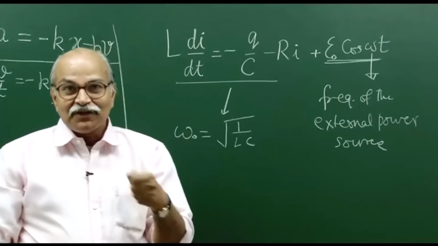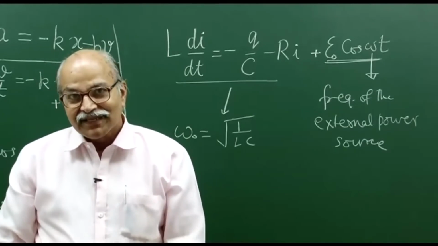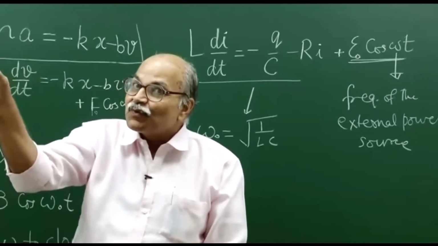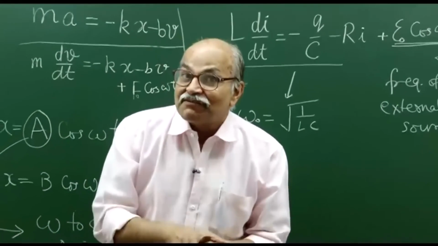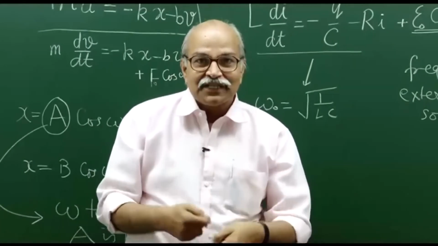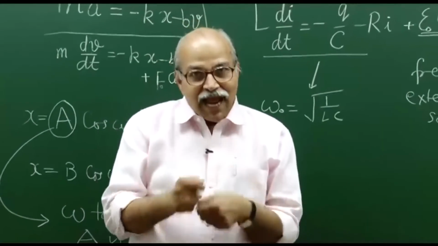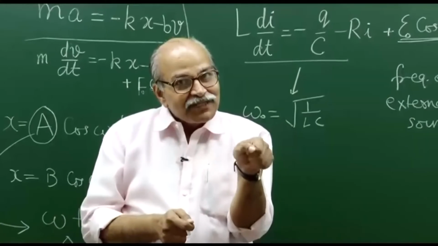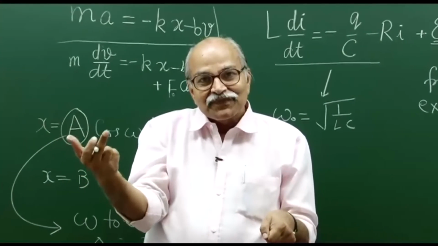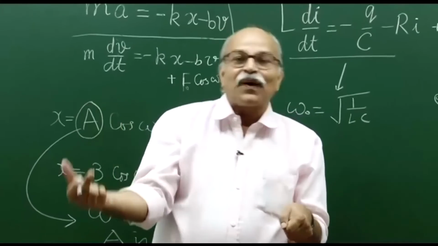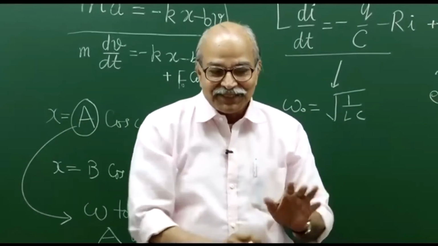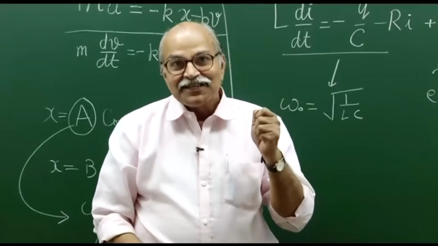This is used in all kinds of tuning circuits, where of the many frequencies available, you only want one particular frequency to drive your circuit. So, then you tune your natural frequency omega naught to that particular, desired frequency. Only that frequency component will provide you the real current in the circuit. So, that is how tuning circuits are made.